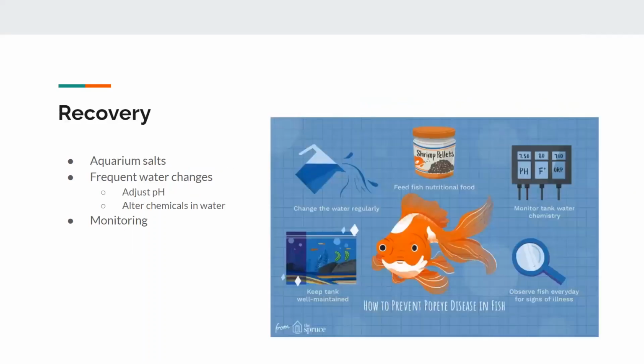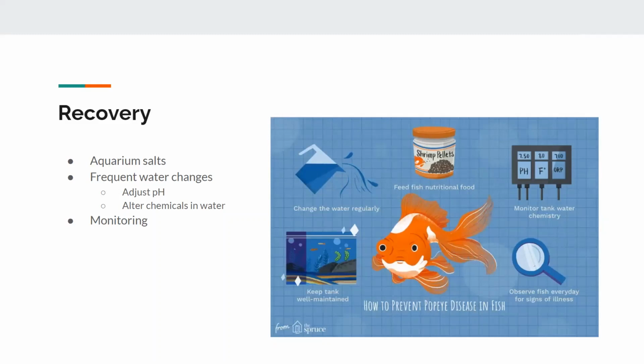Now, the recovery of this fish does kind of depend on how bad the exophthalmos is. If the fish is in a tank and it is being cared for, then there are various aquarium salts that can be put into the tank to help the fish heal. Salts are very good for healing wounds on fish. And it's also important to have frequent water changes. And if the water ends up becoming an irritant for the fish, adjusting the pH and altering some of the chemicals that are within the water could be beneficial.